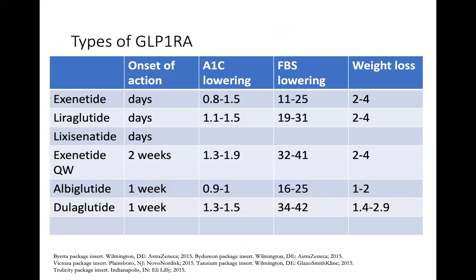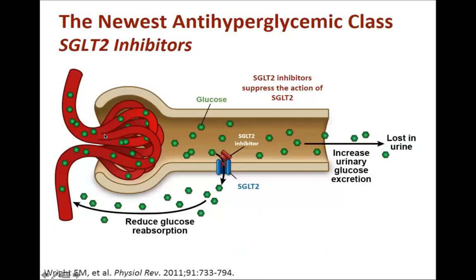So I'm going to go past that slide of GLP-1 receptor agonist and move to the second new class of agent, SGLT2 inhibitors. So normally, this is a picture of the renal tubule and the afferent and the efferent, and you can see that in the glomerulus, glucose is filtered out into the renal tubule and would normally be lost in the urine.